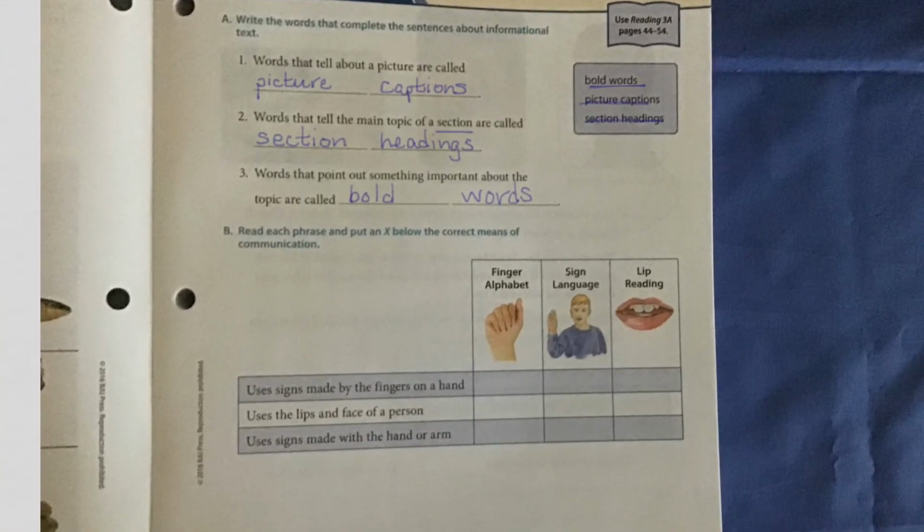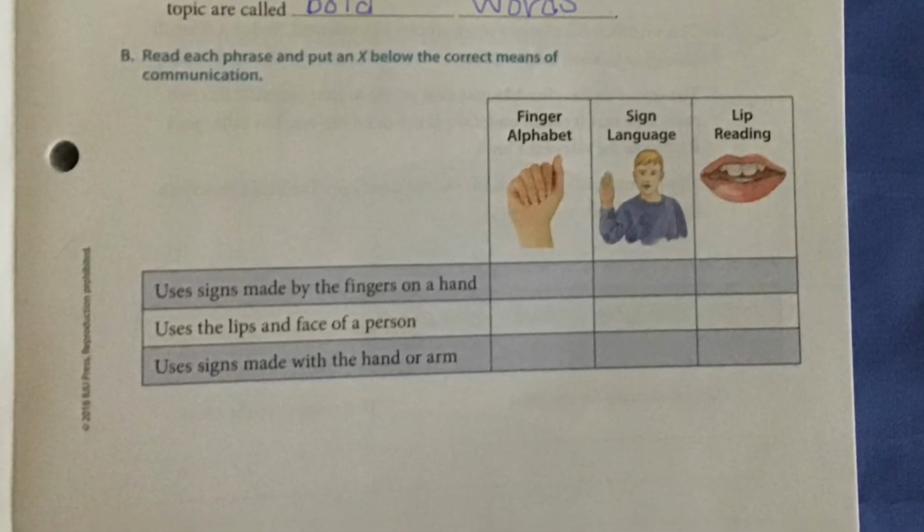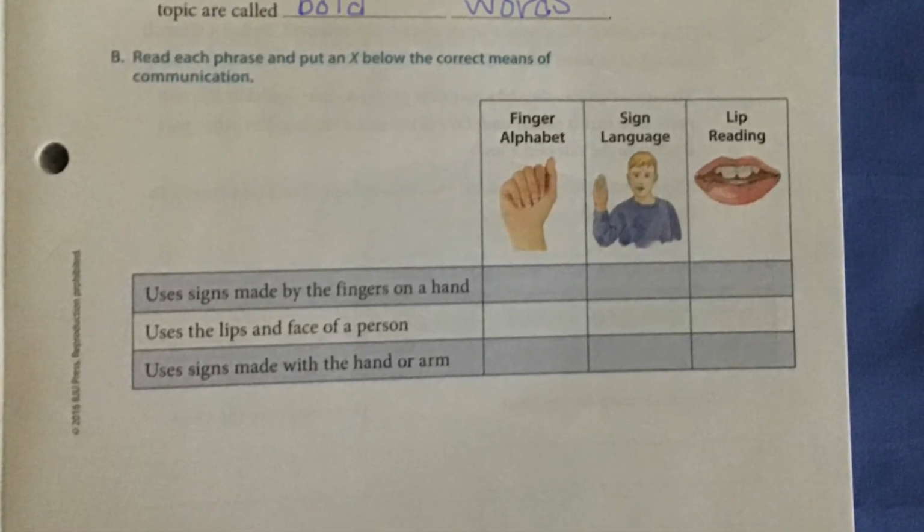Now I'm going to zoom out a little bit and move my paper and then zoom into this part. Okay, so section B, read each phrase and put an X below the correct means of communication. So, uses signs made by the fingers on a hand. Are you going to use the finger alphabet, sign language, or lip reading? We're going to use the finger alphabet. Very good. Uses the lips and face of a person. That's pretty self-explanatory. You're going to do lip reading. And then uses signs made with the hand or arm. That's going to be sign language.